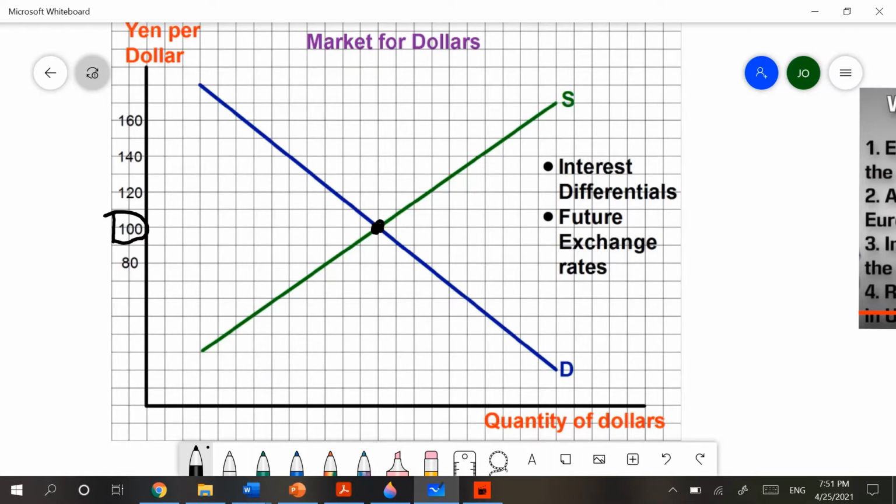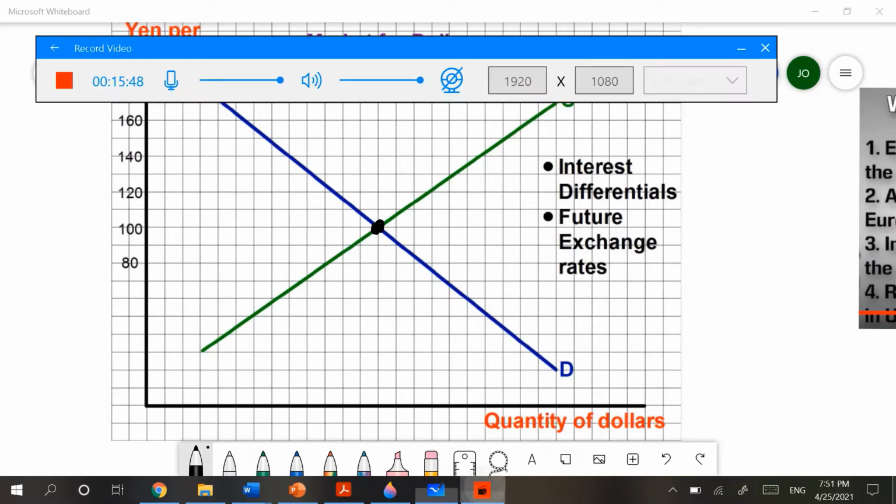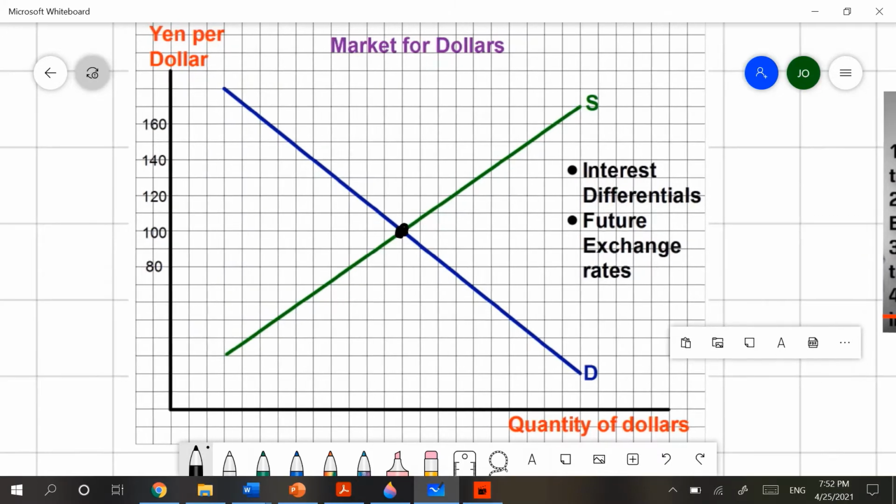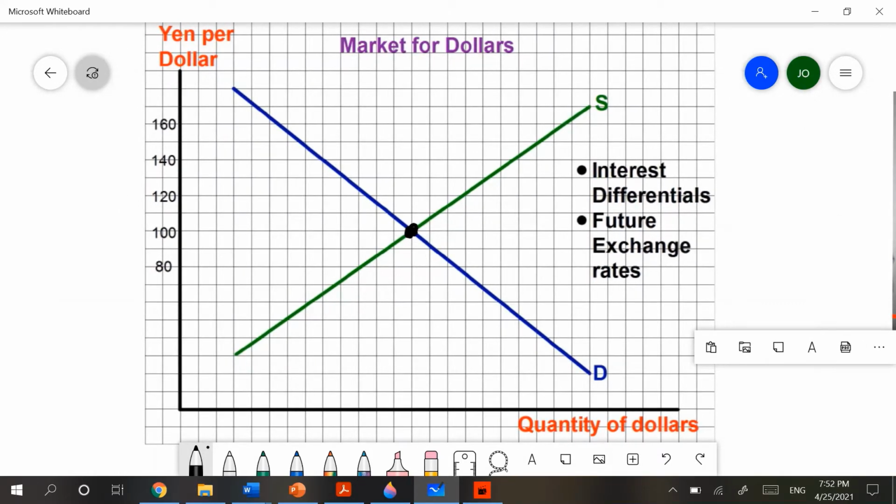Let's go back to the graph. Here you see 2 bullet points. This is what we call the determinants of supply and demand. Now, the video and your book have a couple more determinants that we're going to include in this video.